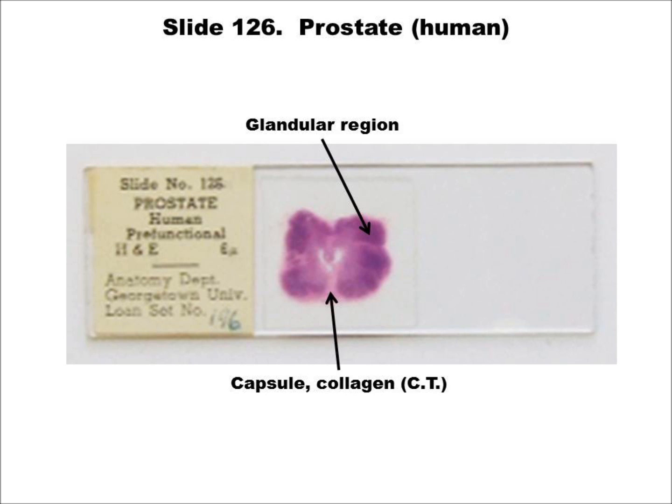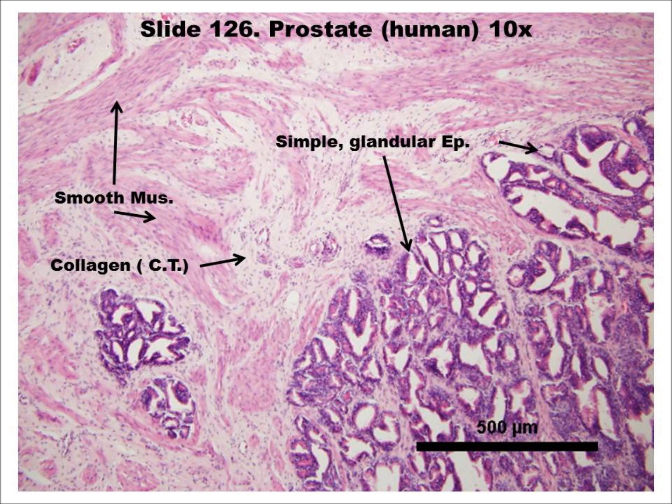This section consists of a single piece with an eosinophilic capsule on the outside and a basophilic glandular region on the inside. This is a low magnification view of the junction between the capsule and the glandular region. Note that the capsule consists of light and dark eosinophilic regions. The light staining region is collagenous connective tissue, while the darker regions are bands of smooth muscle.